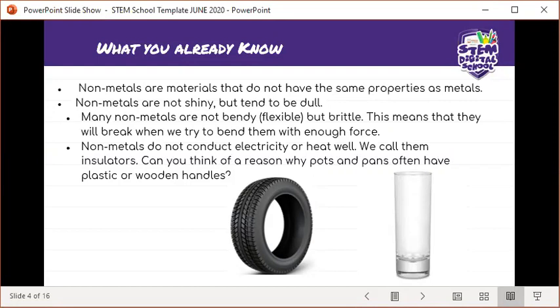Glass also shows a characteristic or property of non-metals, which is being brittle. If you squish a glass, and this is not advisable, guys, please do not do it, I'm just making an example, if you squish a glass with so much force, it will end up breaking in your hands and you'll cut yourself. Or if a glass drops, it is most likely to break, okay?